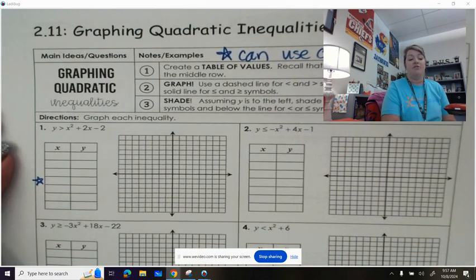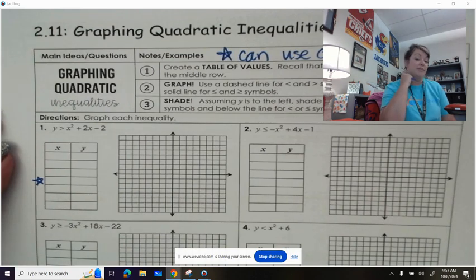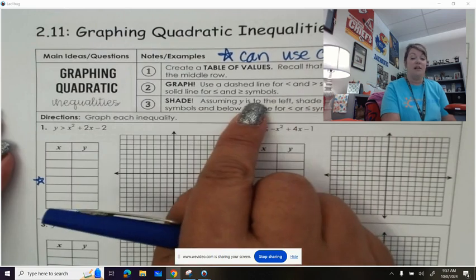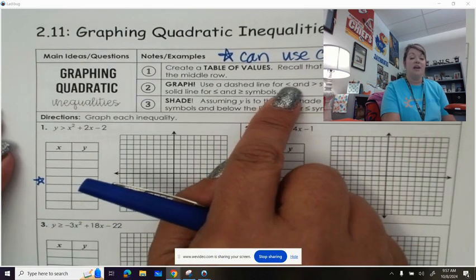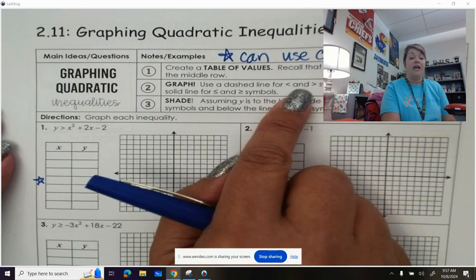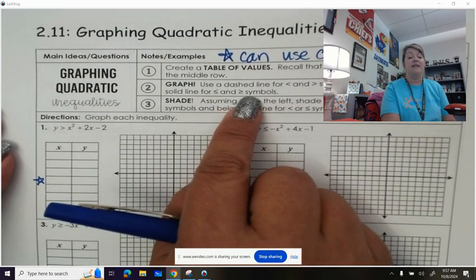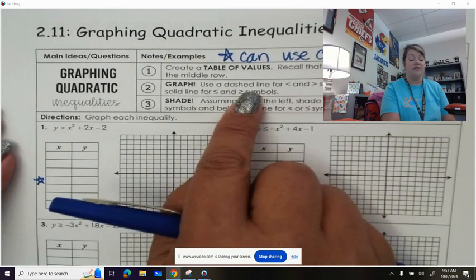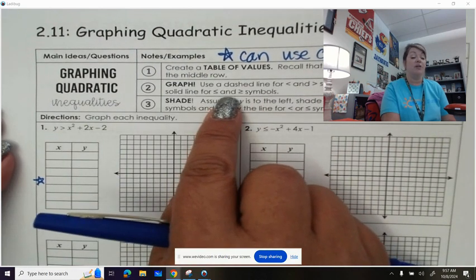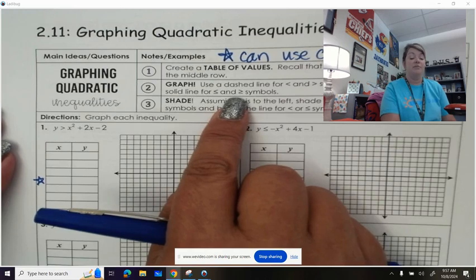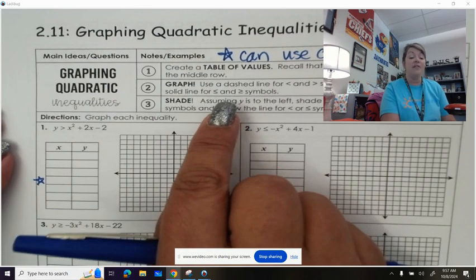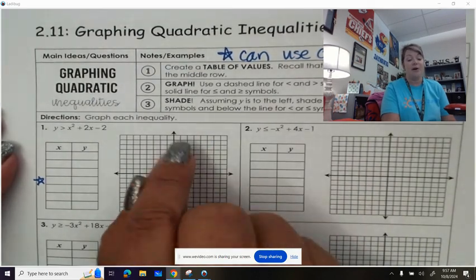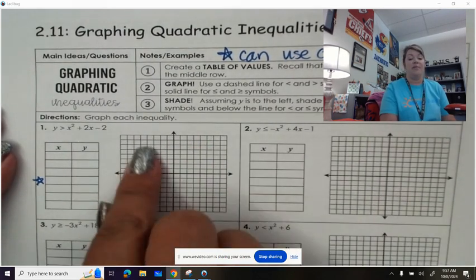And there are two things that we have to do with the inequality symbol. One is that we have to decide whether we're going to do a dashed line or a solid line. A dashed line if it's not equal to, and a solid line is when it is equal to. So if it's just a less than or a greater than, we use a dashed line. If it's a less than or equal to or a greater than or equal to, then we do a solid line. The other thing that we use the symbols for is to decide whether we're going to shade inside the parabola or outside the parabola.